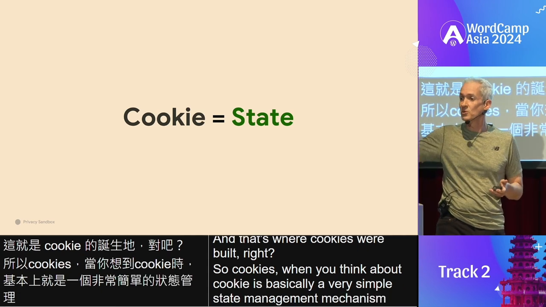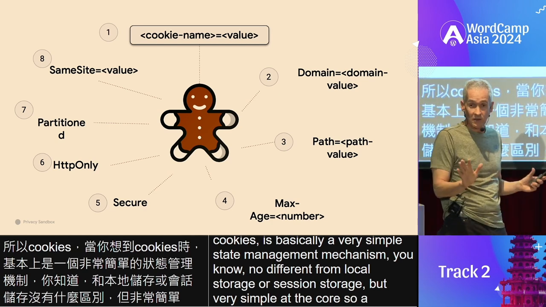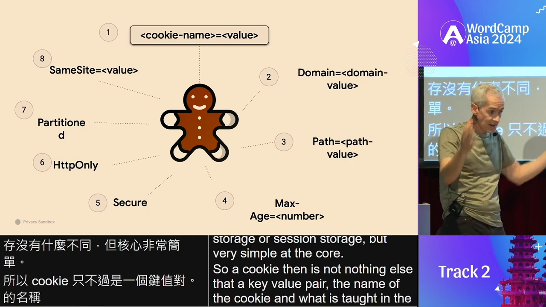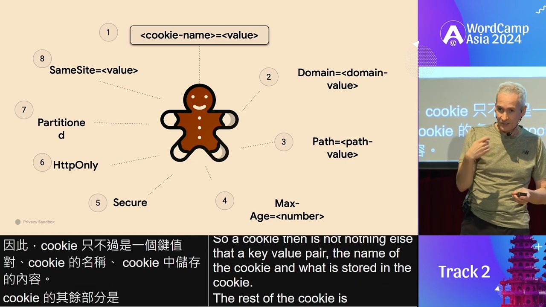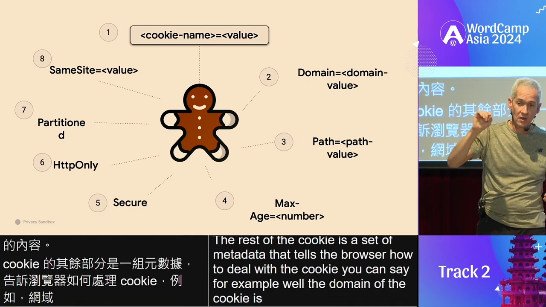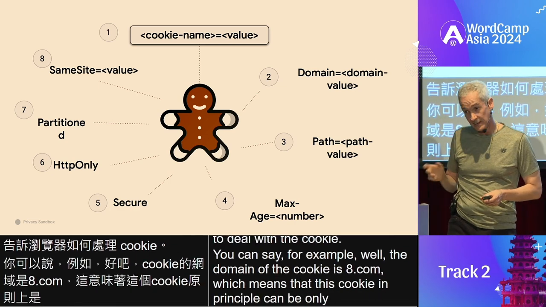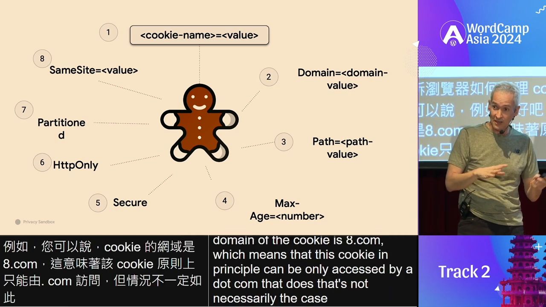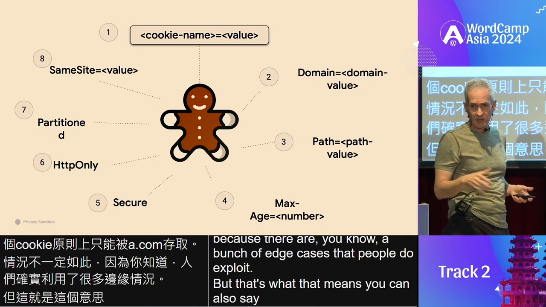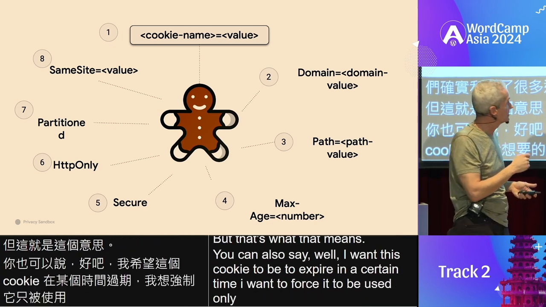No different from local storage or session storage, but very simple at the core. So a cookie then is nothing else than a key value pair: the name of the cookie and what is stored in the cookie. The rest of the cookie is a set of metadata that tells the browser how to deal with the cookie. You can say, for example, well, the domain of the cookie is a.com, which means that this cookie, in principle, can only be accessed by a.com. That's not necessarily the case because there are a bunch of edge cases that people do exploit, but that's what that means. You can also say, well, I want this cookie to expire in a certain time. I want to force it to be used only over secure channels, and so on.